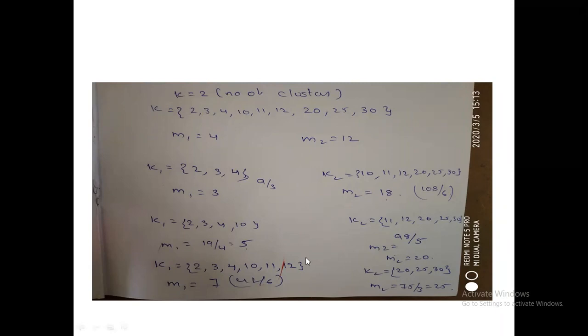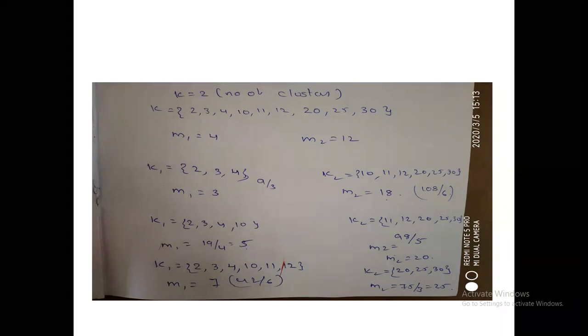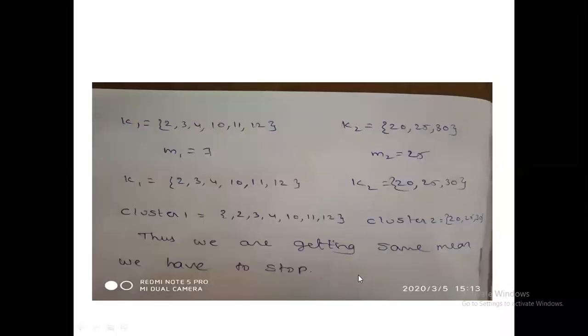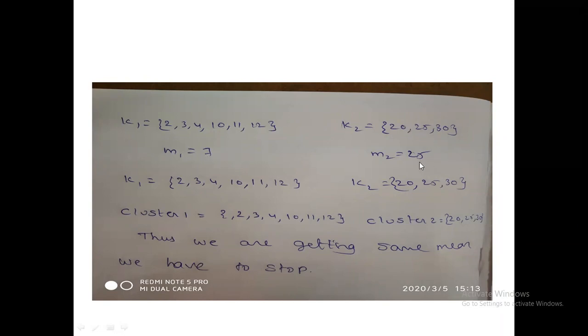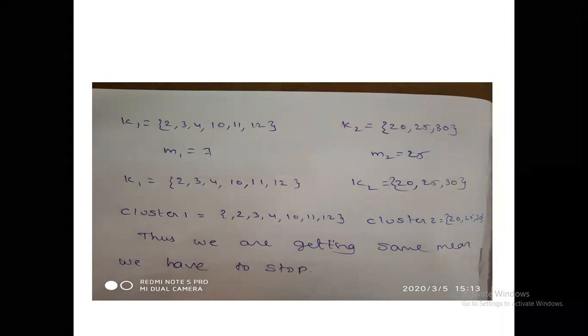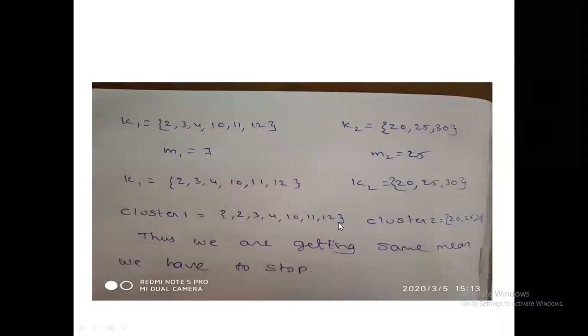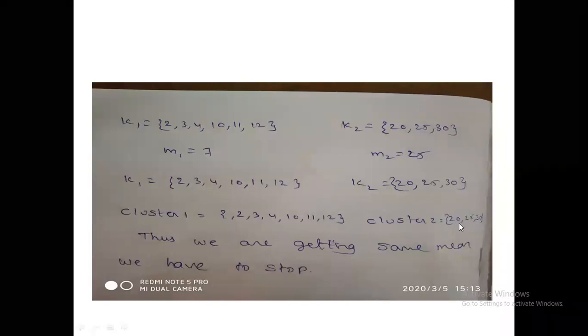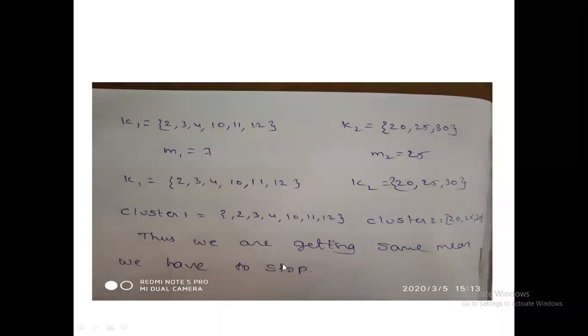Likewise, we have to proceed. The next M1 value is 7 and M2 value is 25. In the next step we also got the same mean values, 7 and 25. That is the stopping criteria. At this point we stop and finally state the clusters: cluster 1 has 2, 3, 4, 10, 11, 12, and cluster 2 has 20, 25, 30. In this way we form the clusters with the help of the simple k-means algorithm.